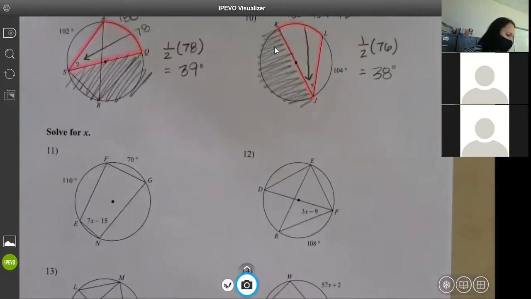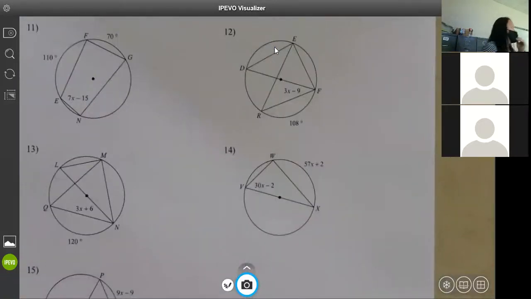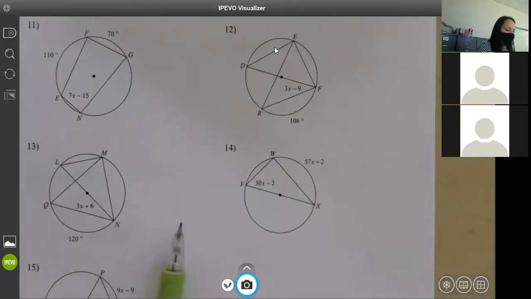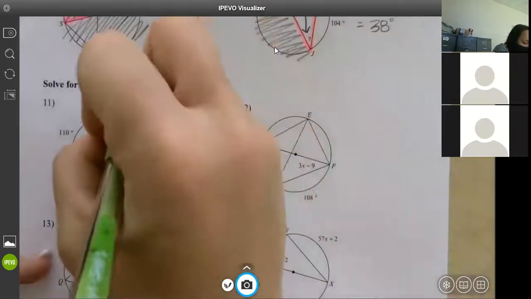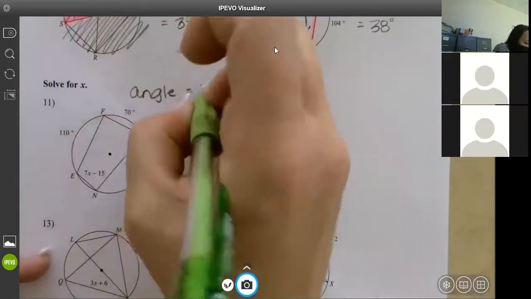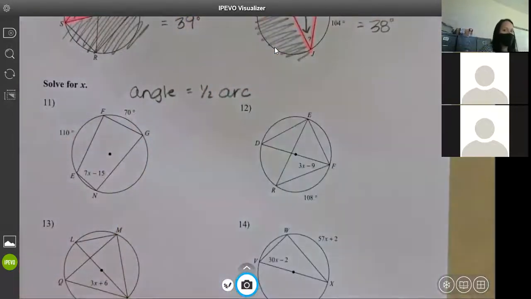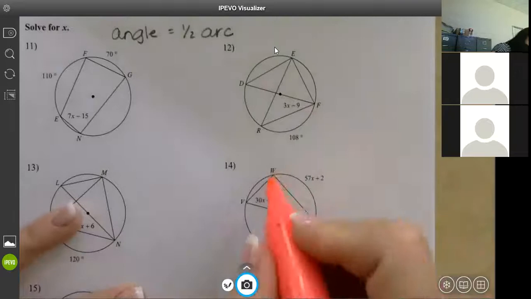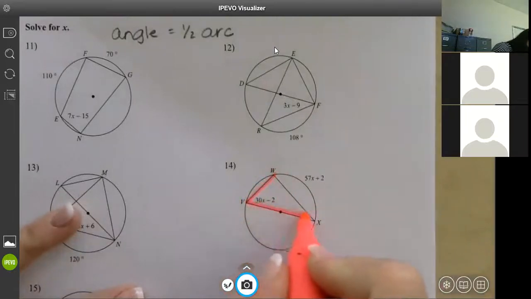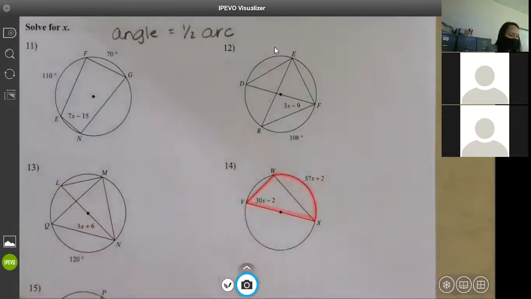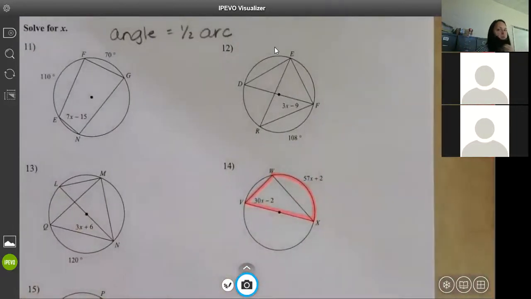All right. Let me find a somewhat easy one. Look at number 14. We're going to do all of these, but I want to try to do it like easiest to hardest. All right. So we need to find X. So remember our formula. Angle equals half the arc. Okay, that's our formula we're looking at. So at number 14, we have angle V and arc WX. So what expression represents our angle?